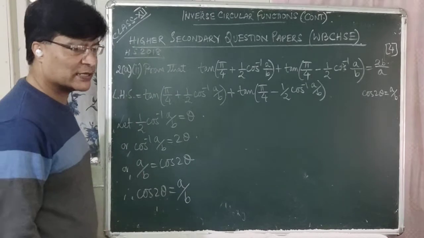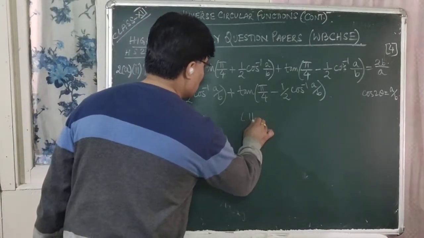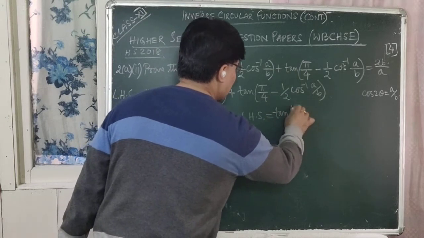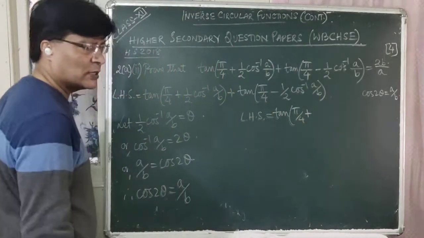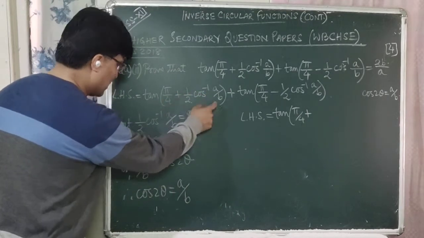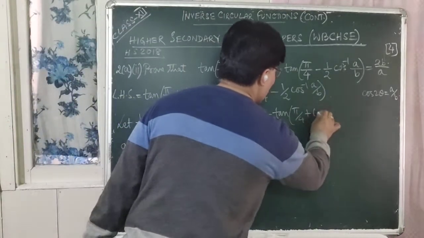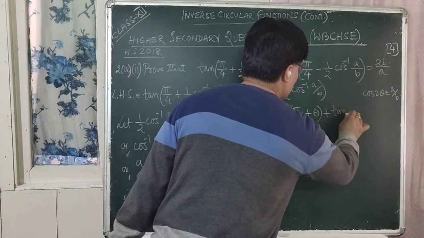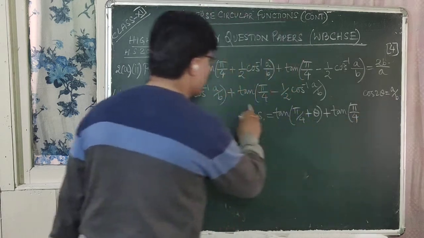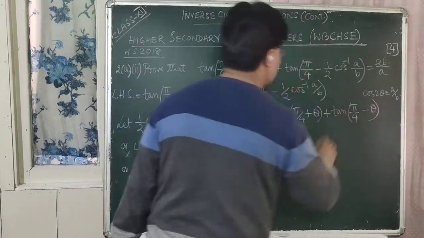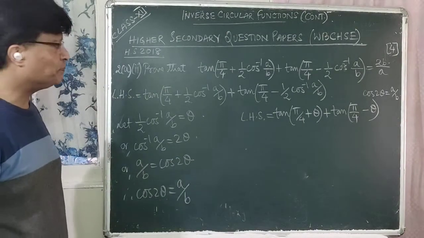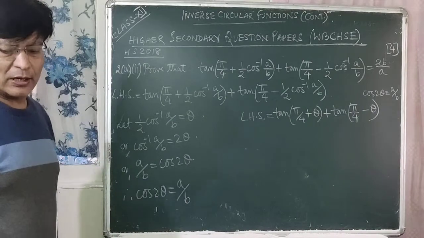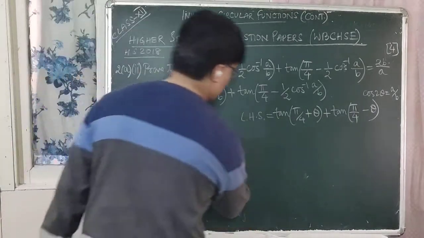Now this LHS becomes tan of within bracket pi by 4 plus theta, since we have assumed half cos inverse A by B as theta, plus again tan of within bracket pi by 4 minus theta. Is that clear now? I think you have understood it. Now let us simplify it further.